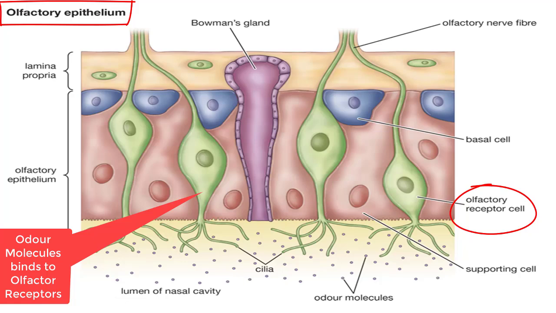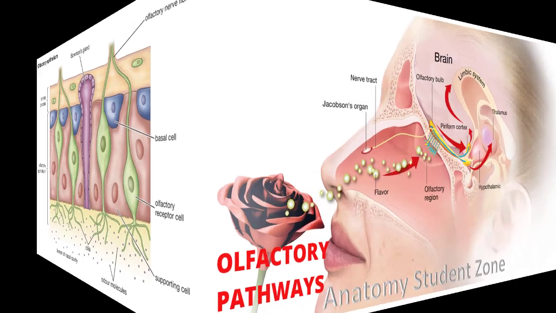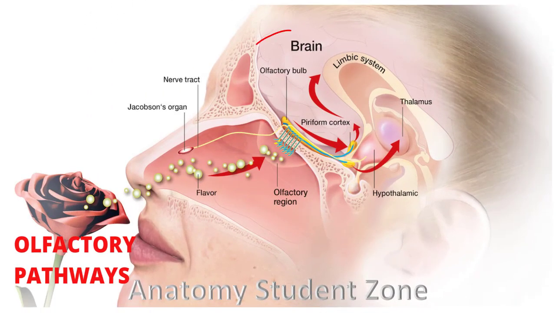So this interaction of these receptors and this odor molecule triggers electrical signals. And these electrical signals are sent to the olfactory bulb in the brain. And from there, the signals are processed and interpreted in different parts of the brain.